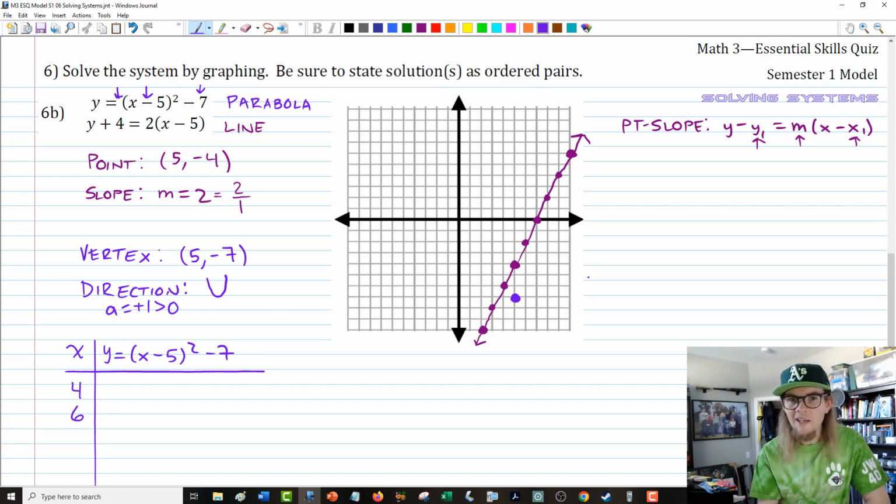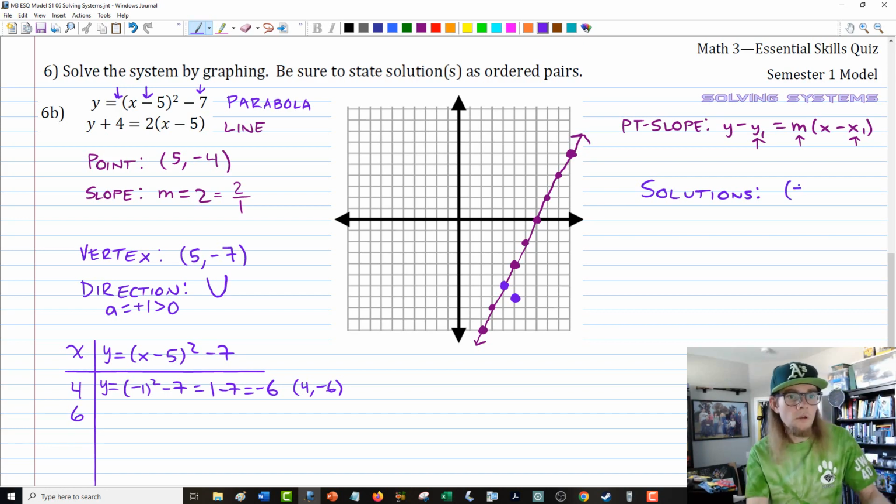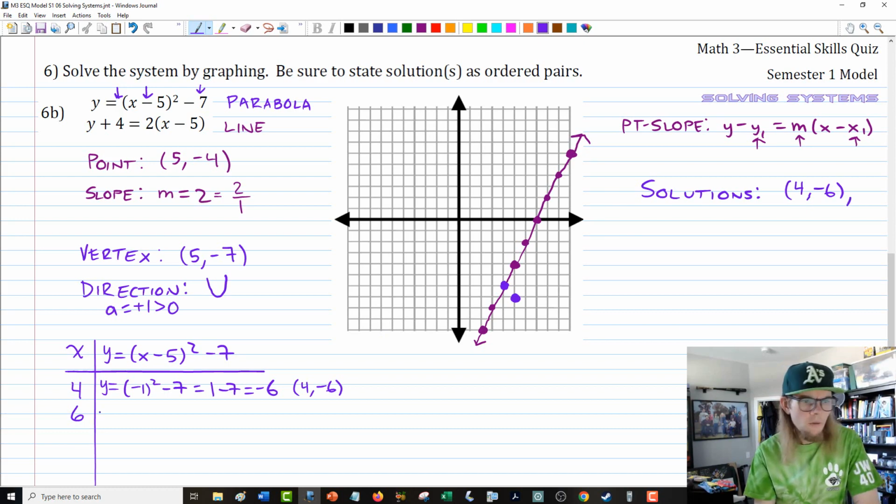I'm not doing them as I would do it myself if I was taking the same quiz. So let's see, if we plug in 4, we're going to get y equals 4 minus 5, which is negative 1, squared, minus 7. That's going to be 1 minus 7, or negative 6. So we're going to have the point (4, negative 6). Notice (4, negative 6) lines up really nicely with one of our points. So we've already found our first intersection point. Over here, if we write in an area for our solutions, we've got numero uno, which is going to be (4, negative 6).